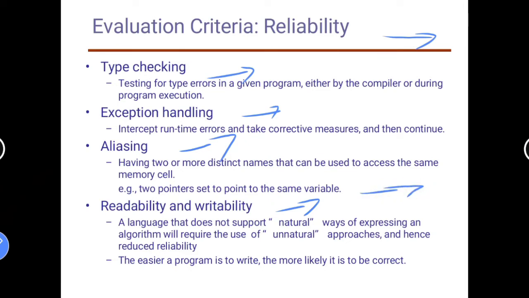Readability and writability. A language that does not support a natural way of expressing an algorithm will require an unnatural approach, and hence reduces readability. The easier a program is to write, the more likely it is to be correct.